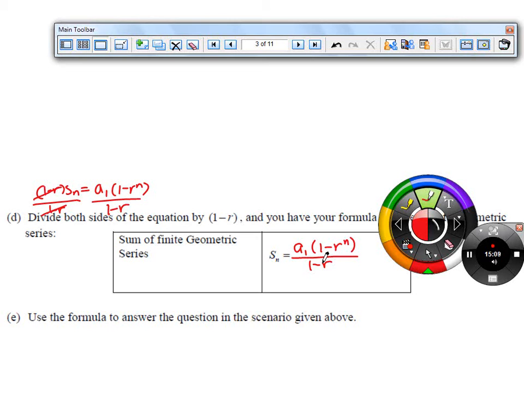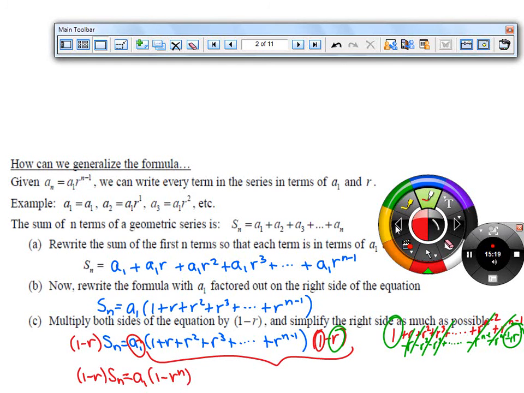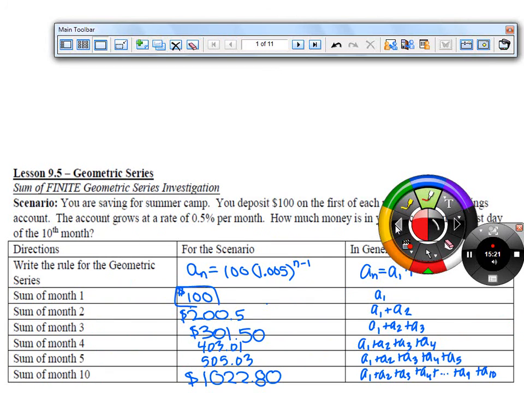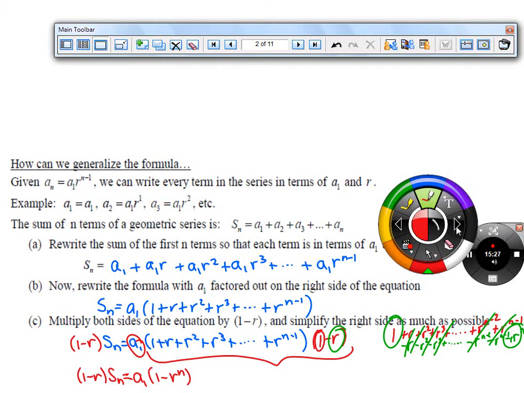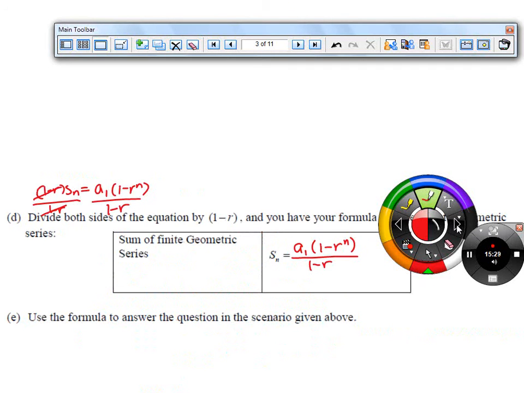Okay? So if our formula is correct, then we should be able to go to our previous problem, our little scenario. We had an answer. Let me go back a couple slides. We had an answer of $1,022.80 after month 10. So let's see if our sum formula gives us that answer. So we're going to see, is the sum of 10 months in this scenario equal to that?